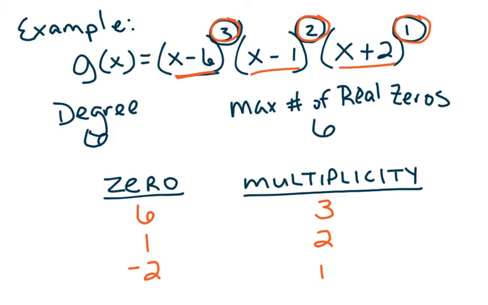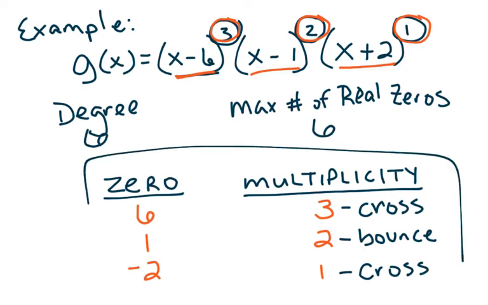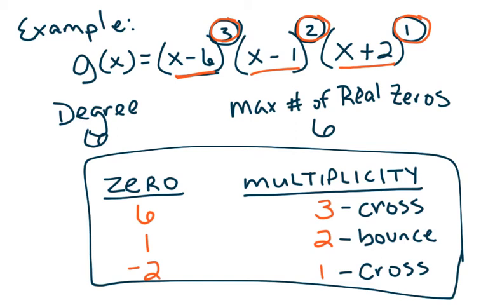So since 3 is an odd number, we will cross the x-axis at 6. The multiplicity of 2 is an even number, so we will bounce off of the x-axis at the x-intercept 1. And at -2, it's an odd number multiplicity, so we will cross again. Put g of x in your calculator and see if this happens. That is the fundamental theorem of algebra, multiplicity, and your zeros.